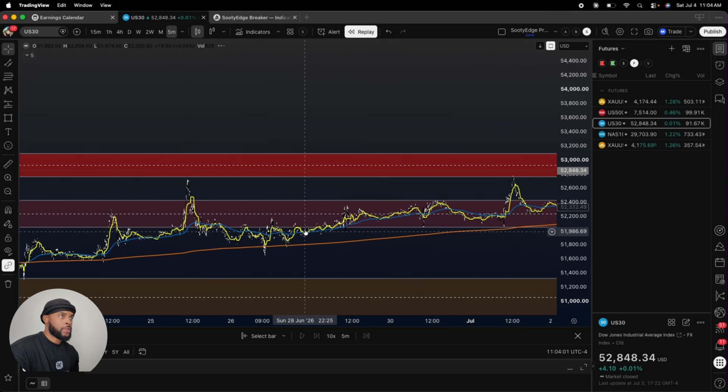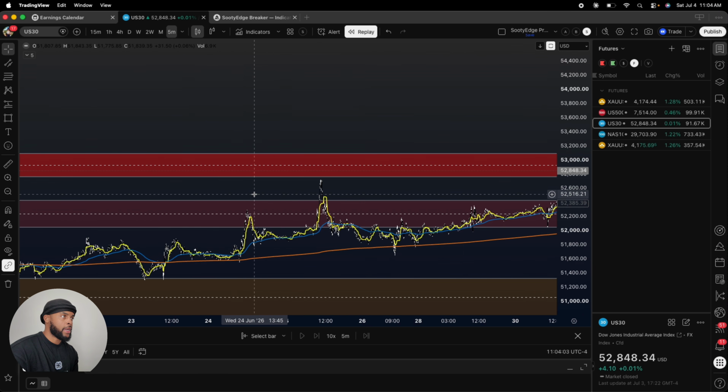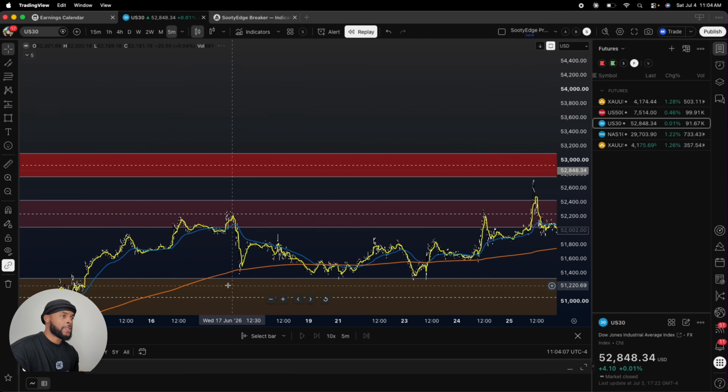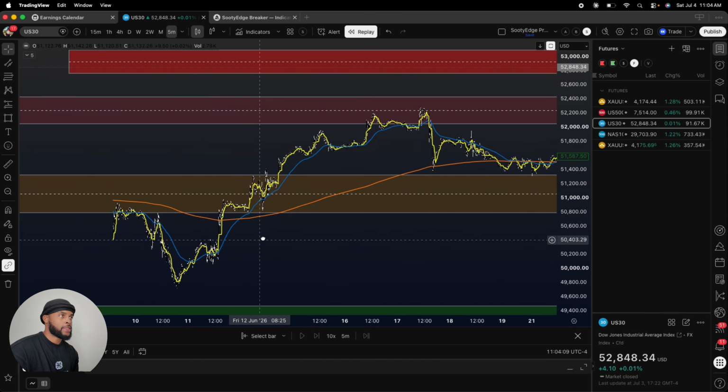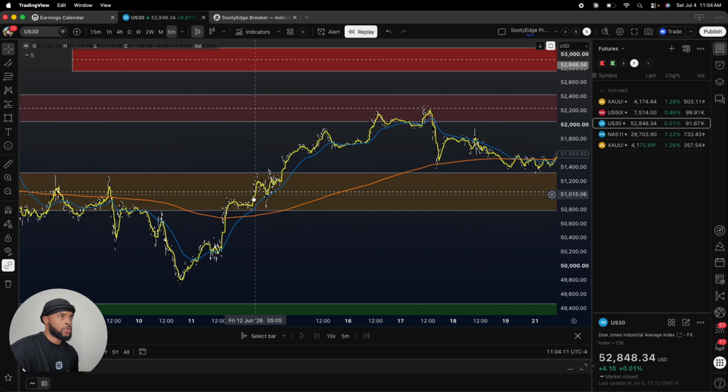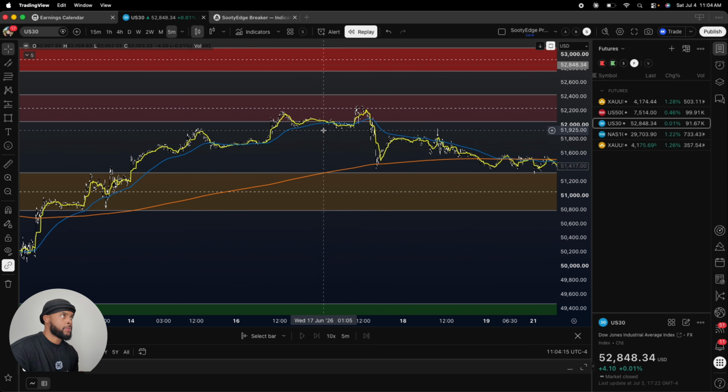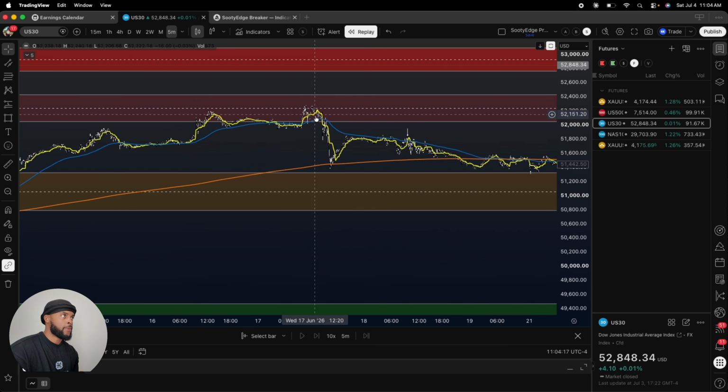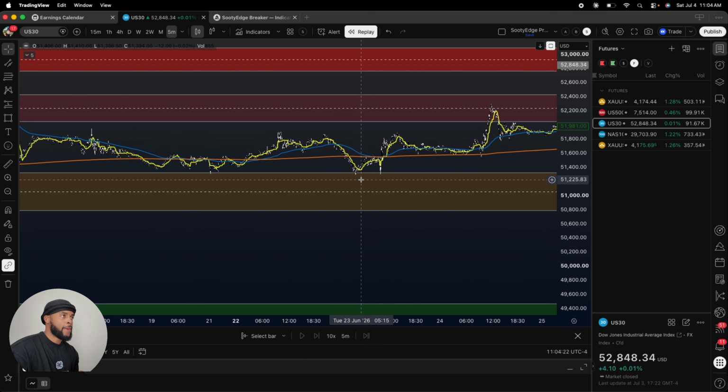There's a lot of little choppiness right there. Here, buy, buy, buy, right? But I like to take those plays, like I said, coming from inside of zones, right? So if I'm in the zone, I want to see a cross, a change of structure, and then a push. So for instance, up here, we went up here, we swiped this high, then it crossed to the downside. That was a sign that we were coming back to this zone, right?